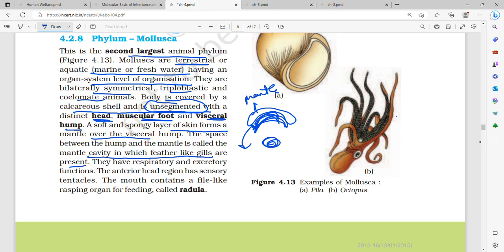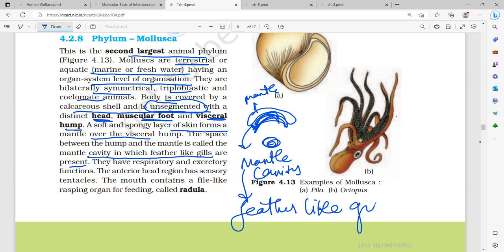So between the visceral hump and the mantle, which is a soft spongy skin over the visceral hump, there is a space, and this space is called the mantle cavity. In this mantle cavity, feather-like gills are present. They have respiratory and excretory functions.